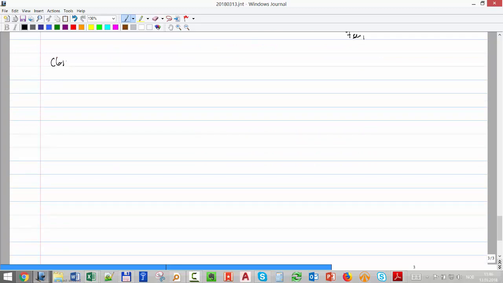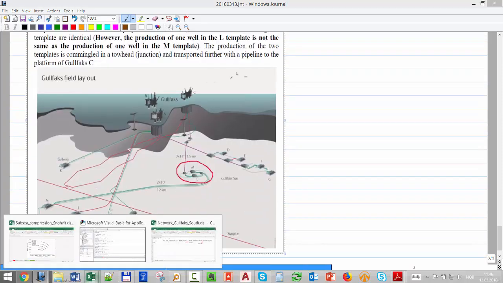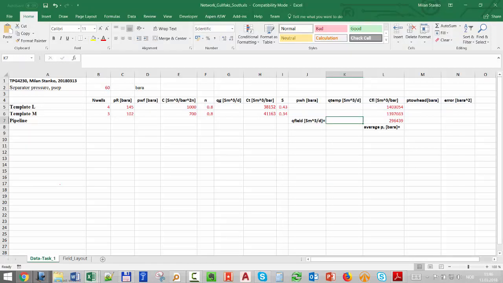Last exercise. Let's see what we have in our Excel sheet. We have all the equations we need. We have reservoir pressure. I can put it a bit bigger.